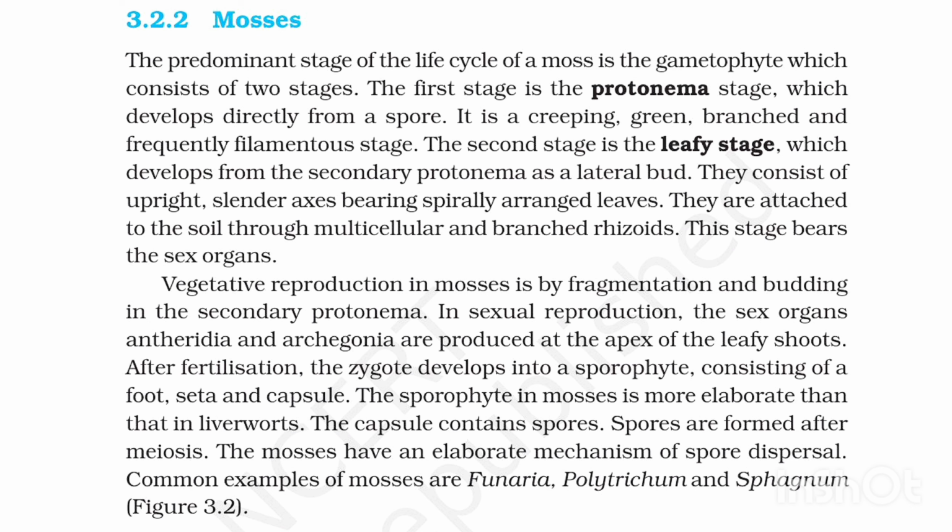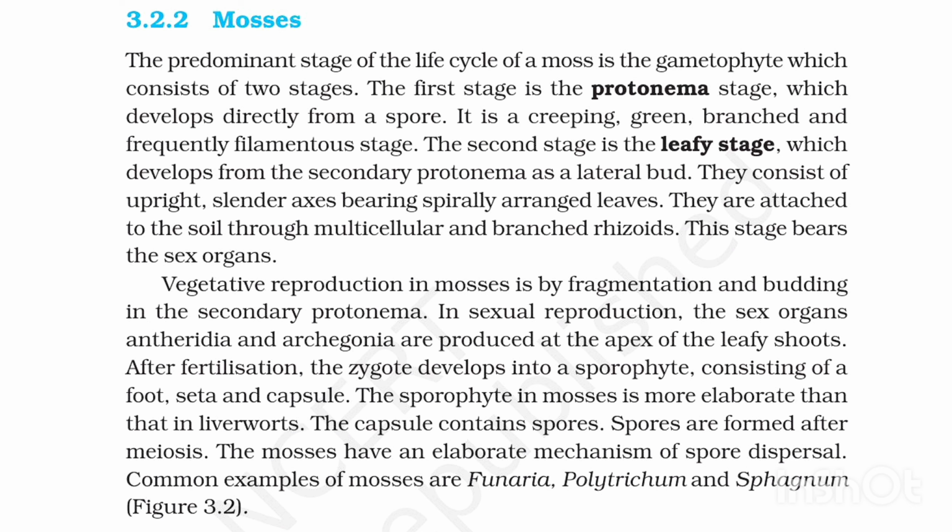They consist of upright, slender axes bearing spirally arranged leaves. They are attached to the soil through multicellular and branched rhizoids. This stage bears the sex organs. Vegetative reproduction in mosses is by fragmentation and budding in the secondary protonema.